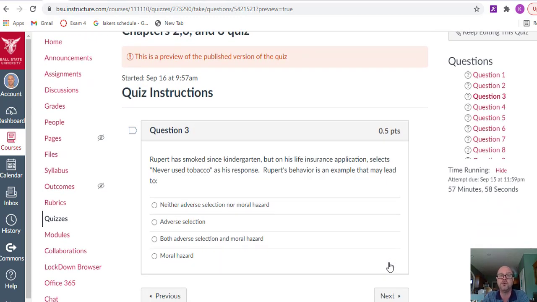We got somebody who has smoked for a long time and has lied and said doesn't use tobacco. So what does that lead to? That leads to adverse selection, right? Because you've got a person trying to get insurance at standard rates when they clearly should be rated up, and they said something on there that wasn't true.